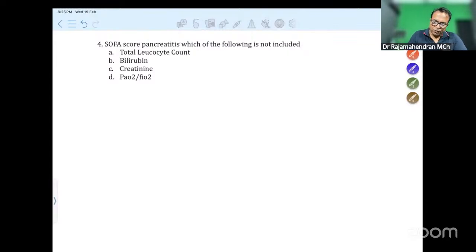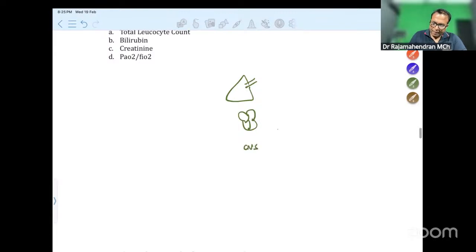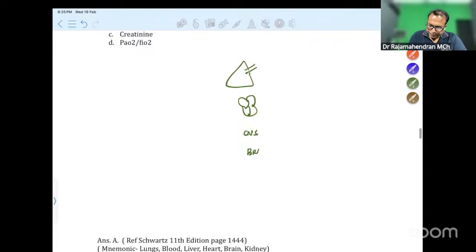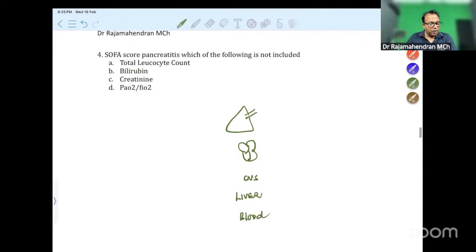So please remember, SOFA is the Sequential Organ Failure Assessment score, which is related to sepsis or septic shock, involving failure of organs like lungs, heart, CNS, brain, liver or blood. So 5 organs, remember; failure of any one of these organs counts in the SOFA score. Total leukocyte count is not included in this score.